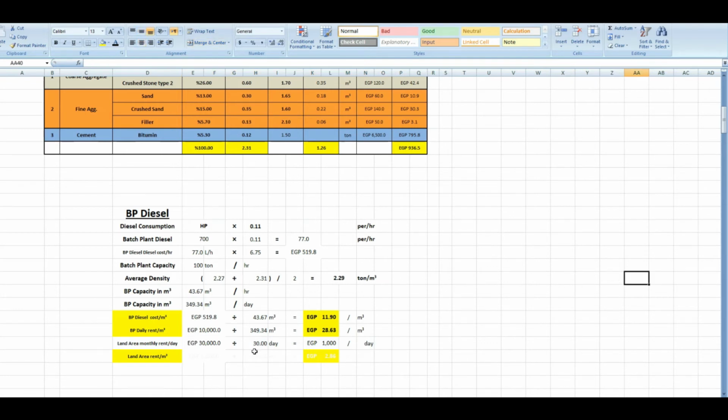The batch plant itself and the total buildings, caravan, and everything is built on the land, and this land has a rent also. Consider that the monthly rent of the land on which the batch plant, total batch plant space is 30,000. 30,000 over 30 days a month, it gives you the amount or value or cost of daily rent of the batch plant.